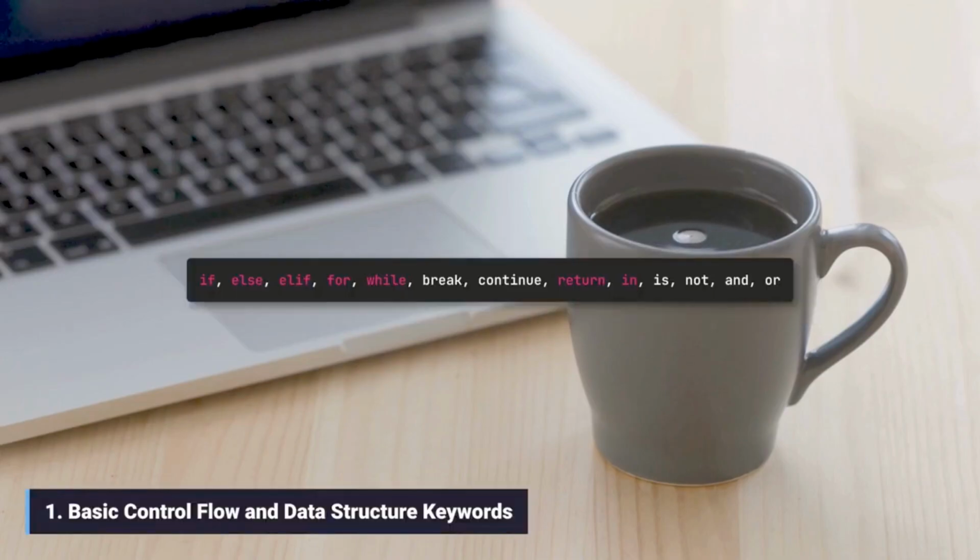1. Basic control flow and data structure keywords. These are the words you've used most often. If, else, and elif manage branching logic. For and while manage loops, with break and continue modifying loop execution. Return exits a function, and in, is, not, and, or are for membership testing and logical operations.